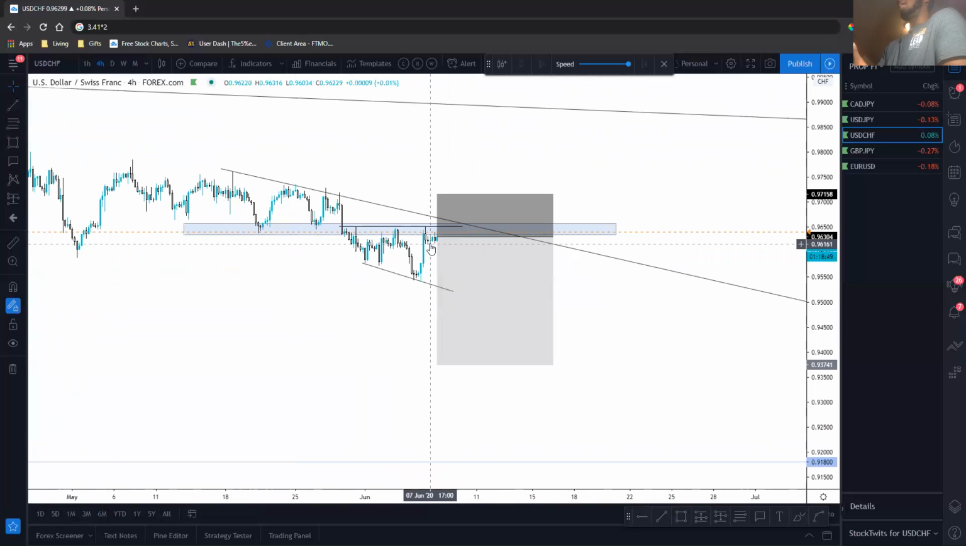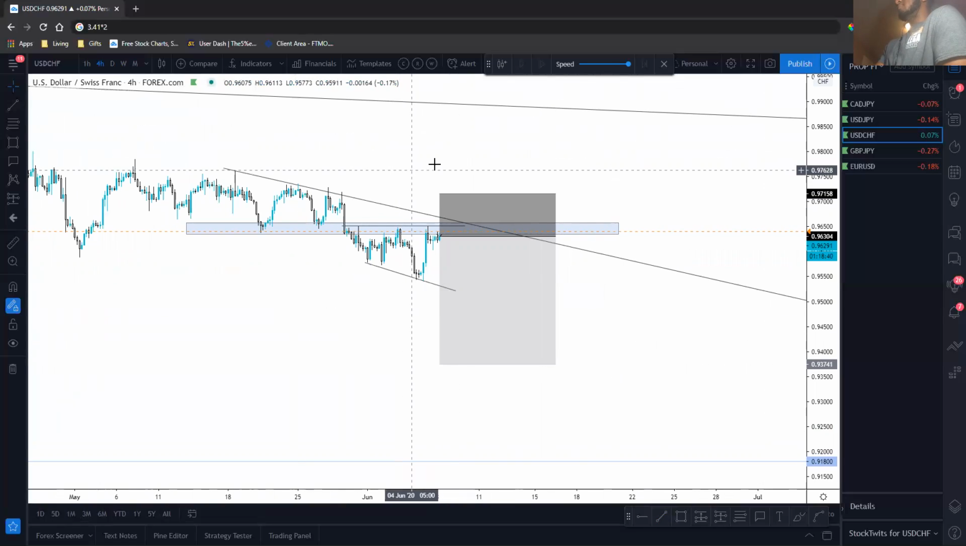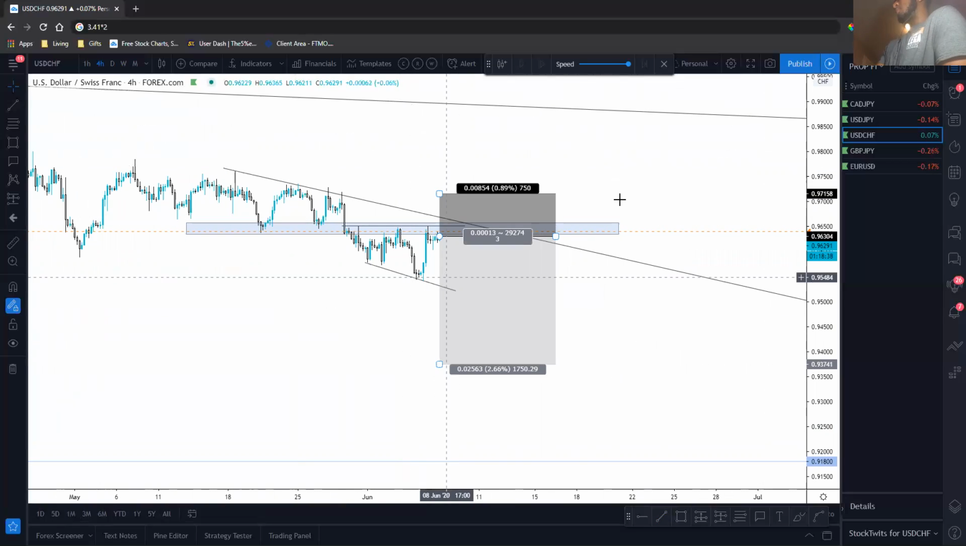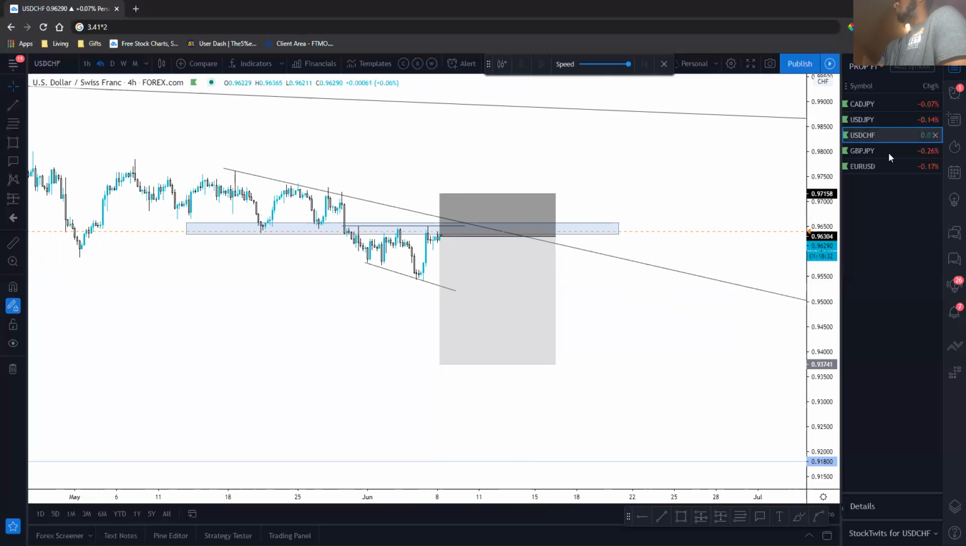And I'm not going to be looking for a buy, of course, till the trend line is broken. Okay. But yeah, that's pretty simple, cut and dry. I'm actually going to move this to my active trading list because I am going to take this opportunity if it happens this week.